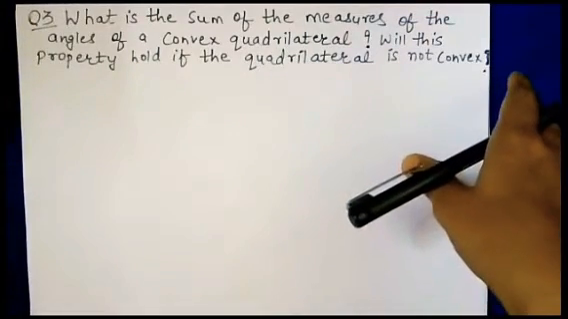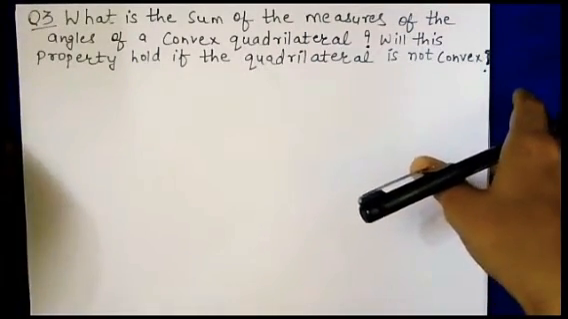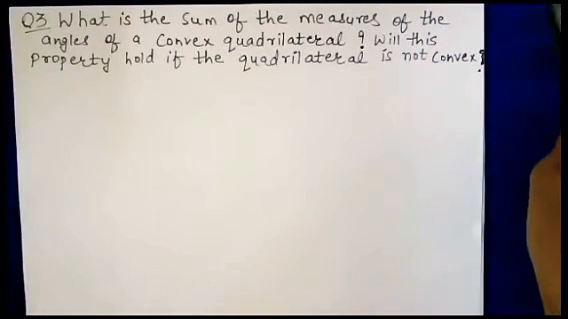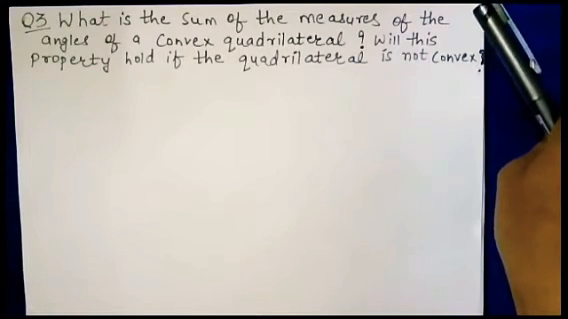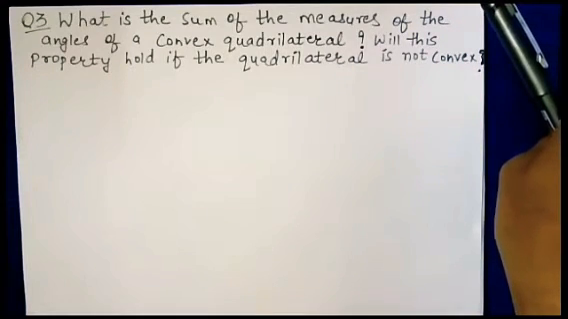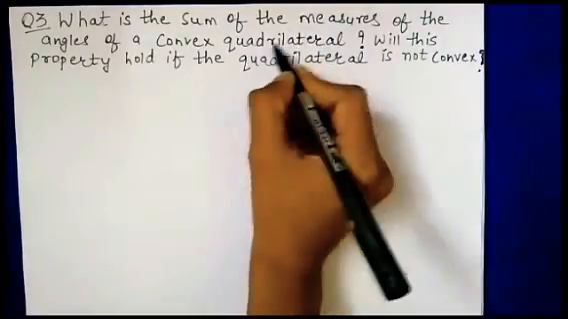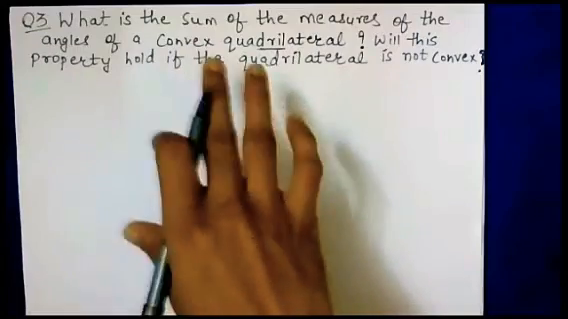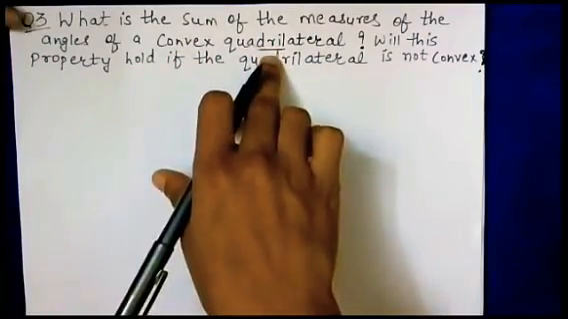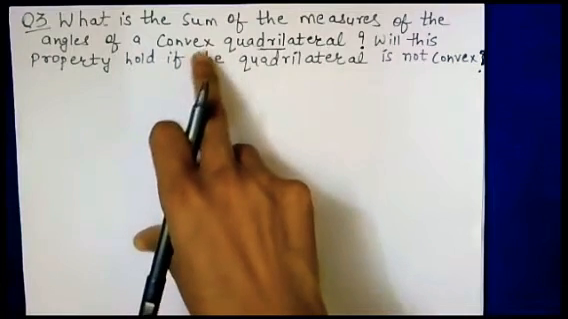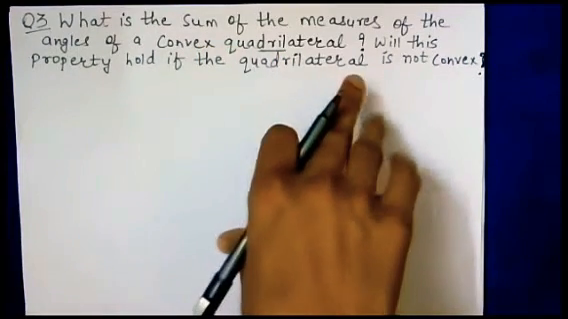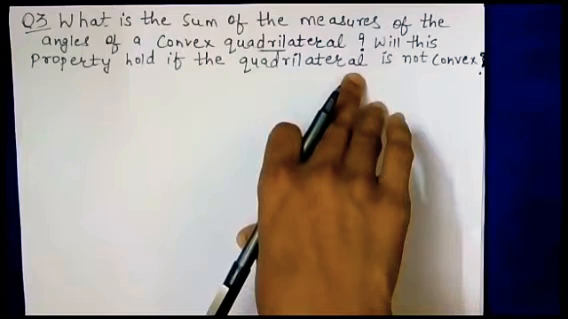Now, first of all, in the previous video we have seen the angle property of a quadrilateral. According to that property, the sum total of all four angles of a quadrilateral is always 360 degrees. Now here we have to check whether it holds for a convex quadrilateral. What is a convex quadrilateral? A convex quadrilateral means all the interior angles are less than 180 degrees. So if it is a convex quadrilateral, we will check whether the property is true.